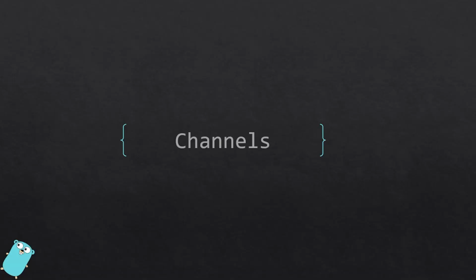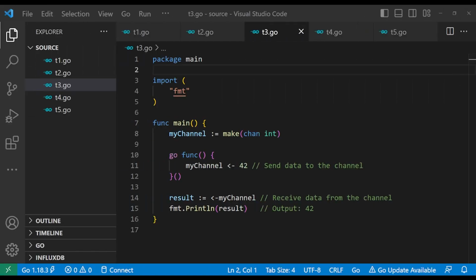Next, let's talk about channels. Channels are used to communicate between goroutines. They can be thought of as pipes that allow data to flow between them. Channels are created using the make keyword and can be used to send and receive data. In this example, we create a new channel called myChannel, then create a new goroutine that sends the integer value 42 to the channel using the arrow notation. Finally, we receive the value from the channel and store it in the variable results.